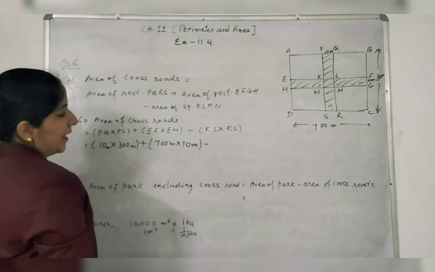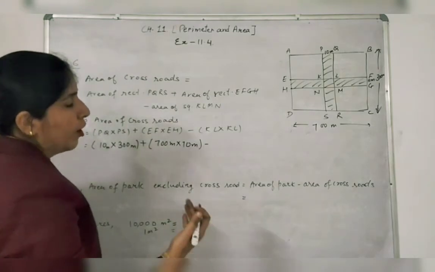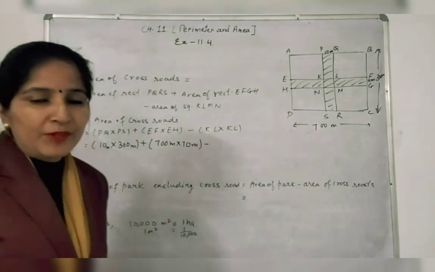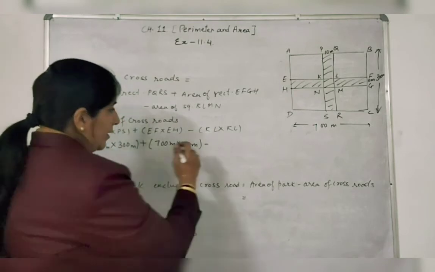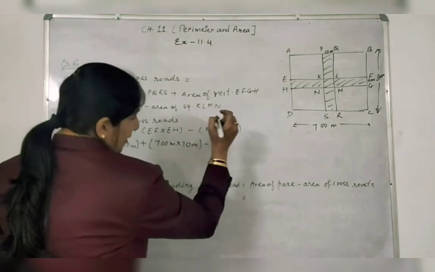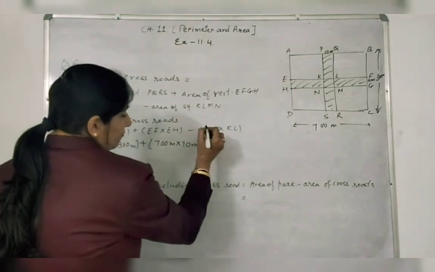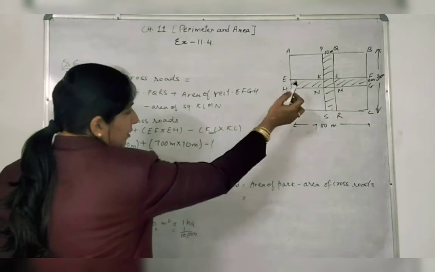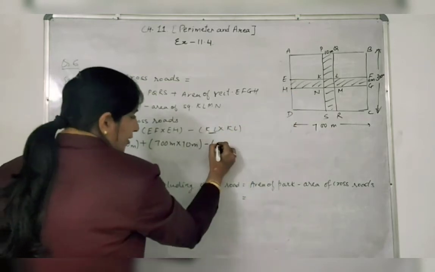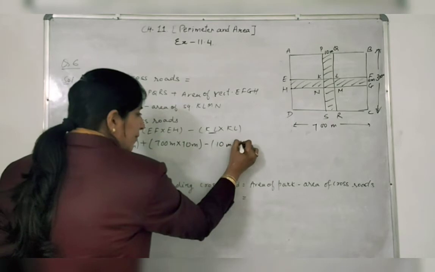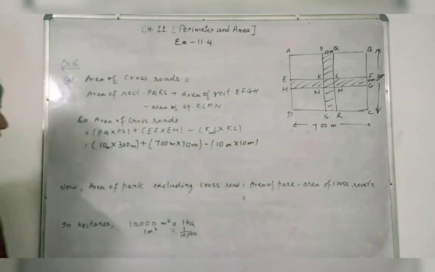Now subtracting KL multiplied by KL, you can write, or KL into LM, one and the same thing, because this is a square. So with the side 10 meters, because it is equal to the width, which is given 10 meter. So 10 meter multiplied by 10 meter. So now we can solve it.